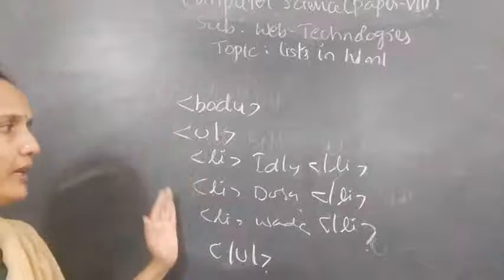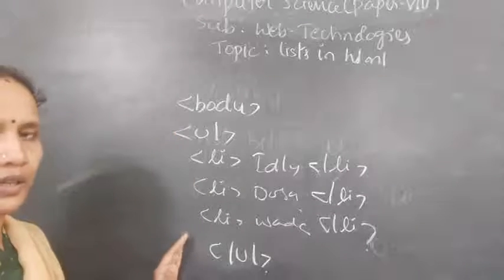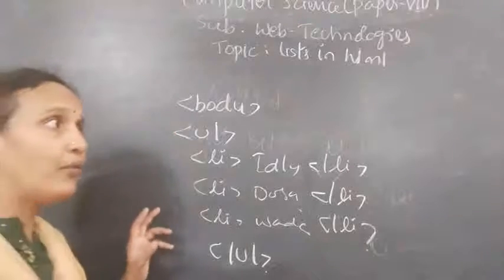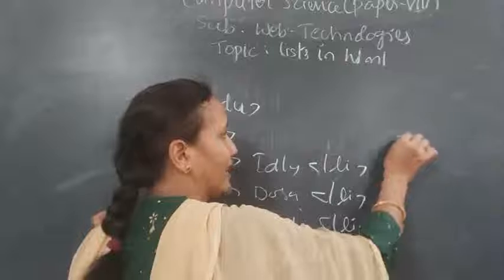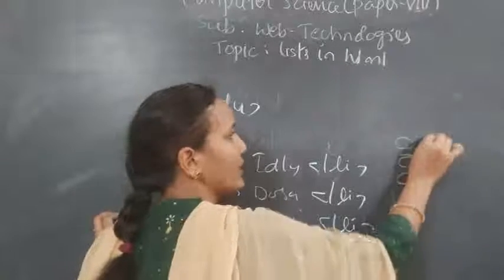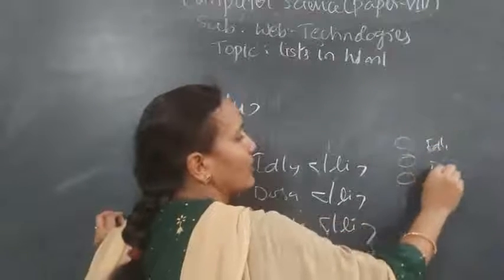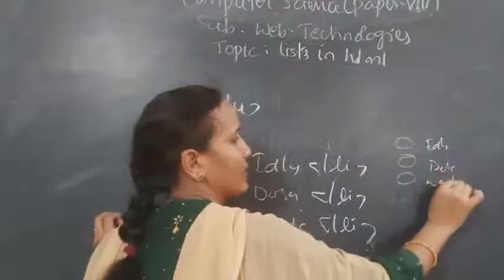It is a simple unordered list. Okay, understood? And the default one is disc, you will get it like this. Means for this idli, dosa, what? Like this.